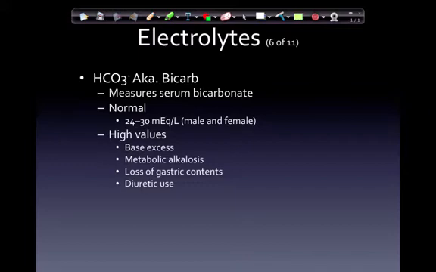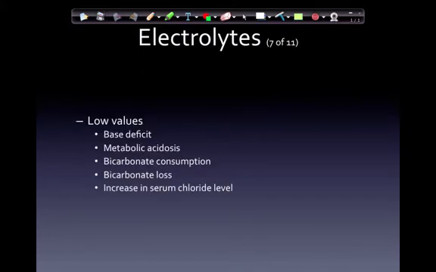High values would be too much base excess, or metabolic alkalosis, or loss of gastric contents, or diuretic use. Low values: base deficit, we don't have enough base. Metabolic acidosis, and we've used all of our bicarbonate up. Bicarbonate loss, or increased serum chloride levels.